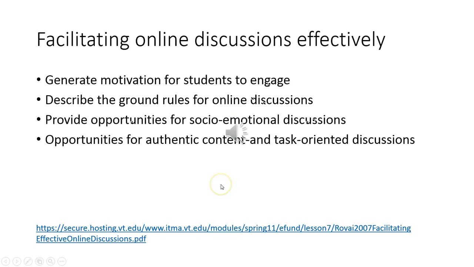So how do we facilitate effective online discussion? Generally, you have to motivate the students to engage, otherwise, it's going to be difficult. The ground rules have to be very clear, and there's no harassment and bullying. There must be a safe environment for everybody to contribute and give equal opportunity for everyone to contribute on the forum. You must also provide opportunity for social emotional discussions to occur.